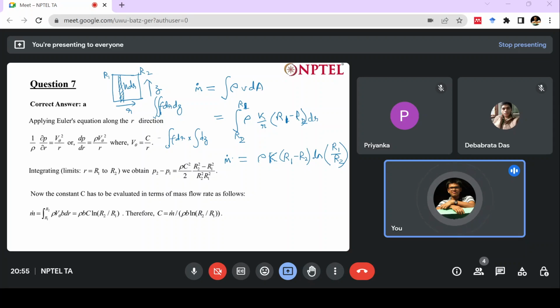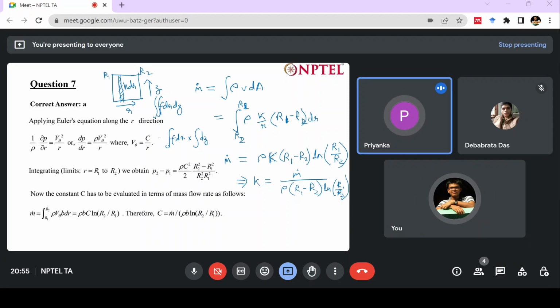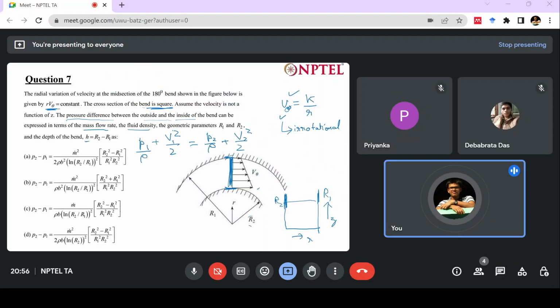Now, what you have to find from this equation is k. K is m dot by rho into R1 minus R2 and ln R1 by R2. Why do you have to find k? To substitute in the Bernoulli's equation. So v1 square is nothing but k square by r1 square, and v2 is nothing but k square by r2 square.